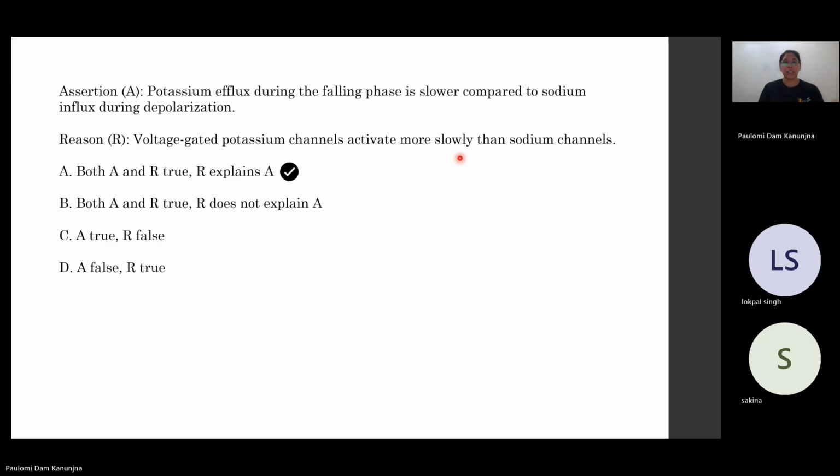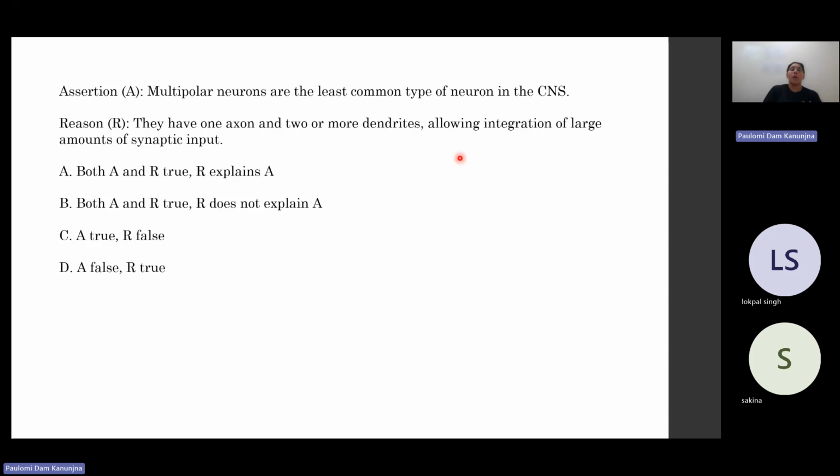Okay, now multipolar neurons. You first answer and then I will explain the term. Multipolar neurons are the least common type of neuron found in the CNS, and they have one axon and two or more dendrites, allowing integration of a large amount of synaptic input. The term is given to you, and you know how important the CNS is. Do you think this makes sense?